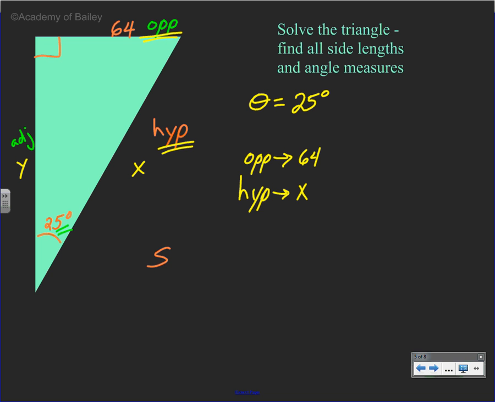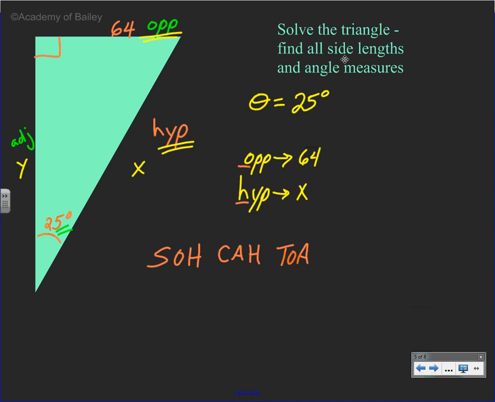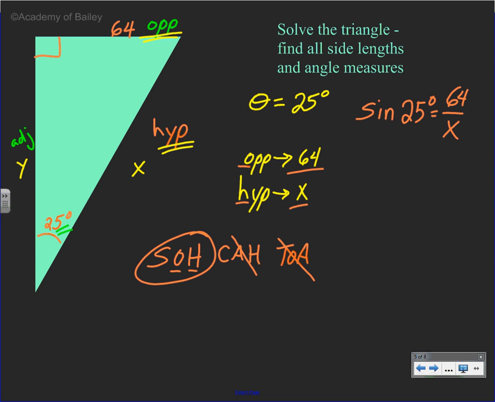So which trig function is going to use the opposite and the hypotenuse? Opposite, hypotenuse. We don't need that. Opposite and hypotenuse. Not this one, not this one. Opposite, hypotenuse. Right there at B. So we say the sine of theta, which is 25 degrees, is equal to opposite over the hypotenuse. And you have it set up, so now you go ahead and solve it out.